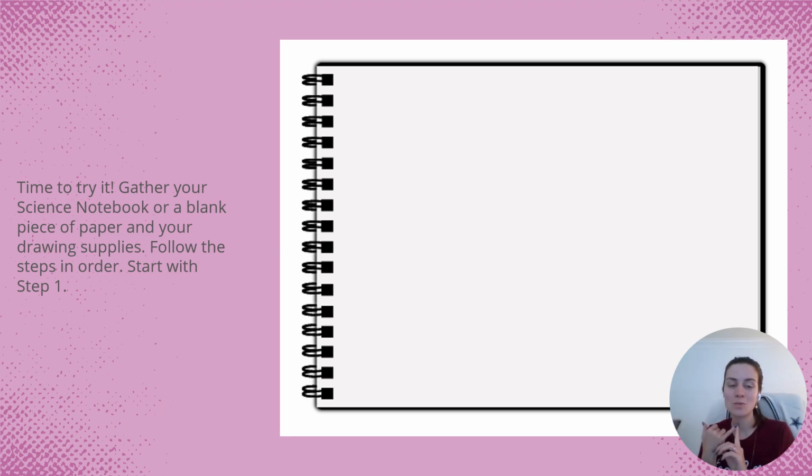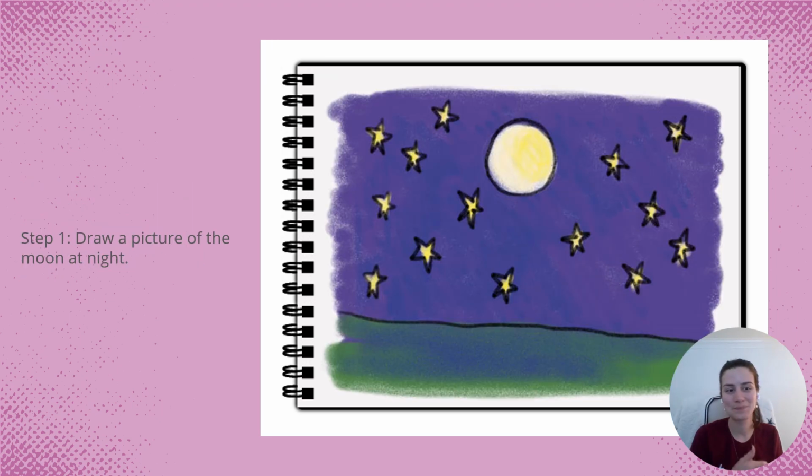All right, it is time to try it. Gather your science notebook or a blank piece of paper and your drawing supplies. You can follow these steps in order. You can pause this video to grab materials and then press play when you are ready to continue. Step 1, draw a picture of the moon at night. You can use this picture for inspiration. You can pause this video, color it, make it creative, and then press play when you are ready to move on to the next part.